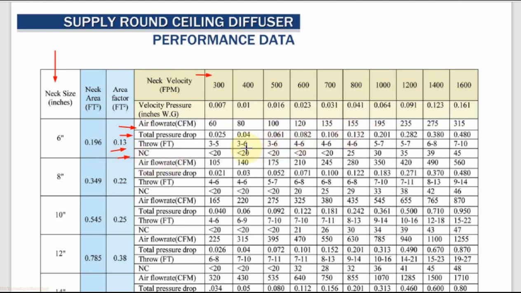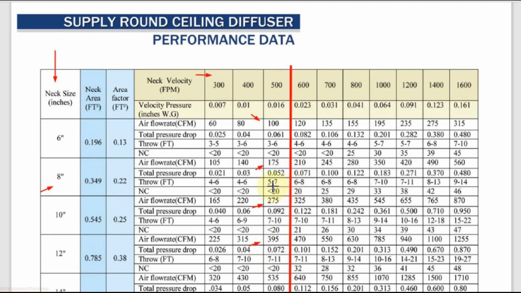From this sub row you need to select the CFM as per your requirement and NC level. Then you need to select the corresponding neck size of the diffuser at a corresponding neck velocity. If your duct is designed for maximum neck velocity of 500 fpm, then you cannot go beyond this velocity to select the diffuser. Let us make a line after 500 fpm velocity. Then for 6 inch neck size the maximum CFM value will be 100 and the NC level will be less than 20. It is very good. For 8 inch neck size the maximum CFM is 175, for 10 inch 275, for 12 inch 395 and so on, and NC level is always less.